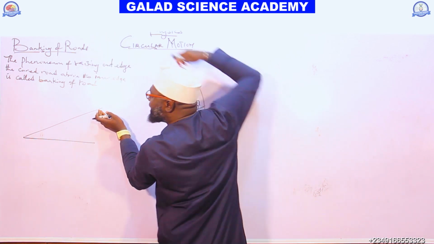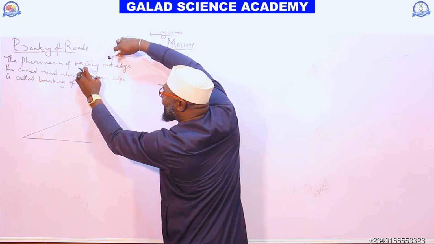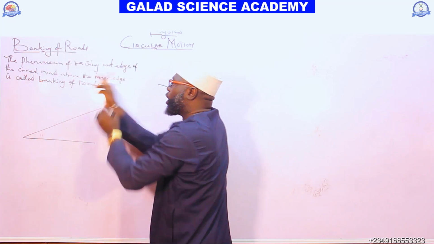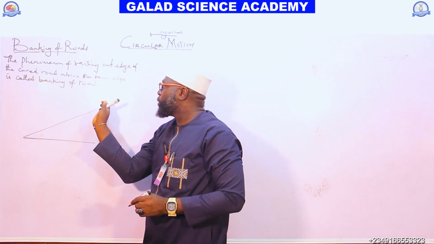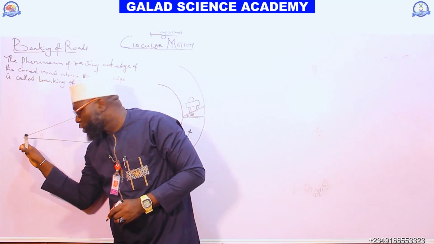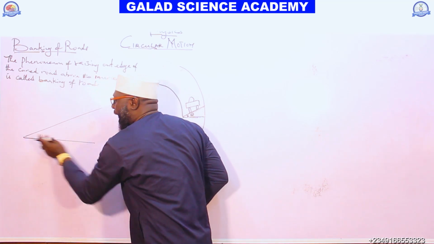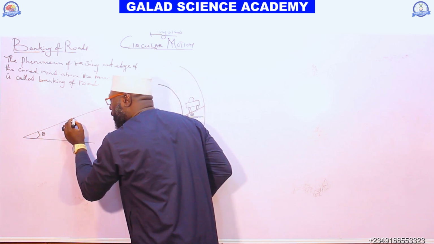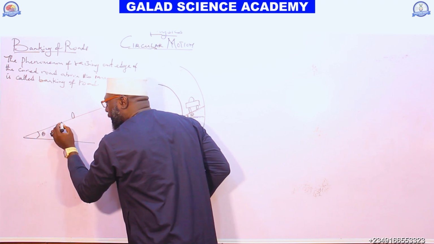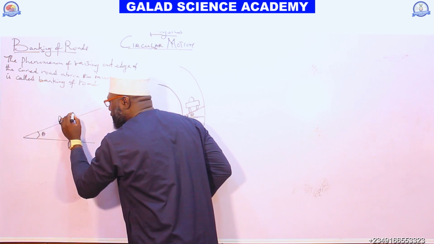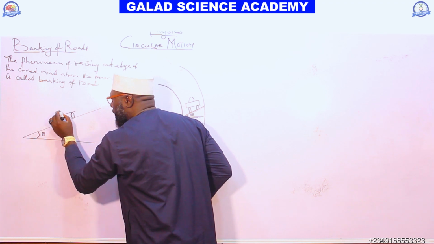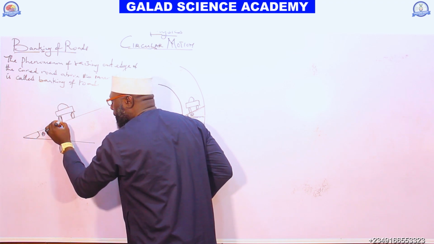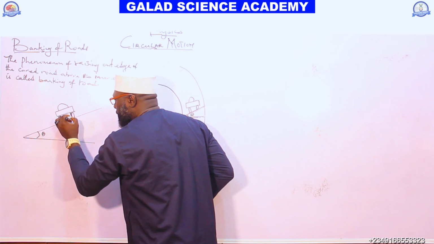I said the phenomenon of raising the outer edge of the curve, so this is the outer edge of the curve. You raise it up above the inner edge of the curve. And the angle between the horizontal and the incline, we call it angle theta. At this point, this is the tire of the car, and this is the second tire of the car. This is the tire of the car that is moving.